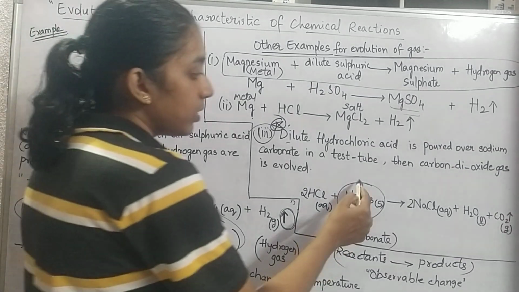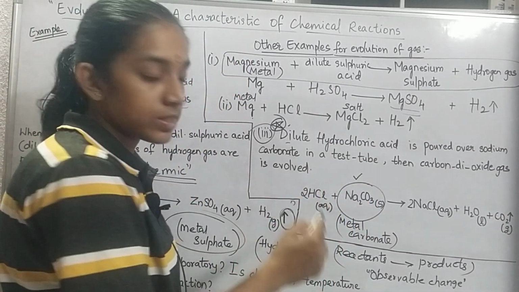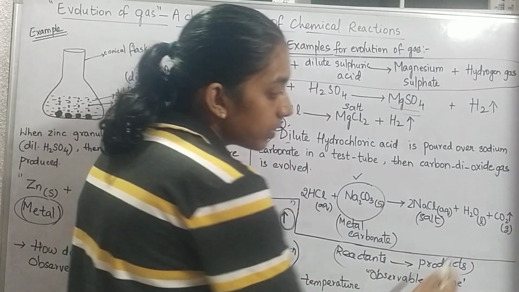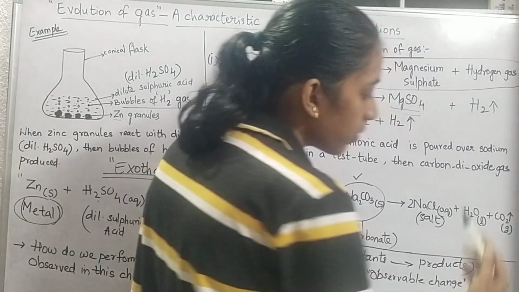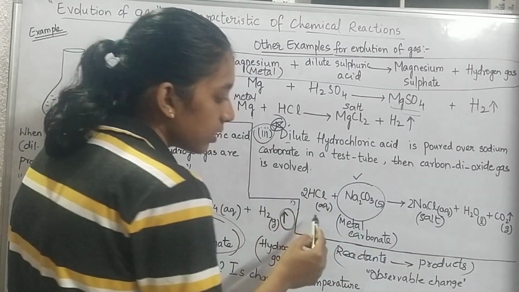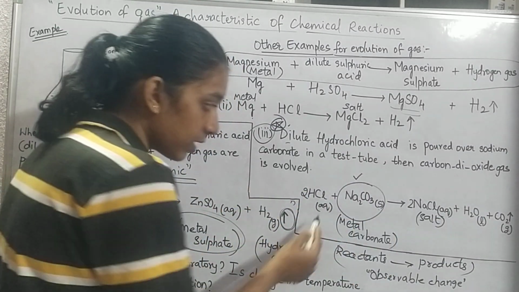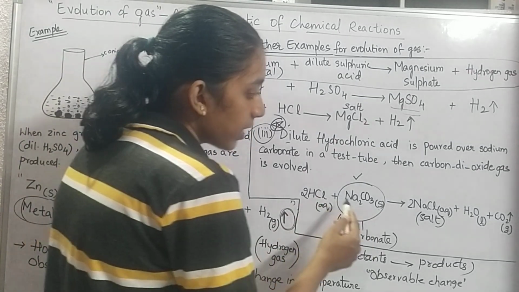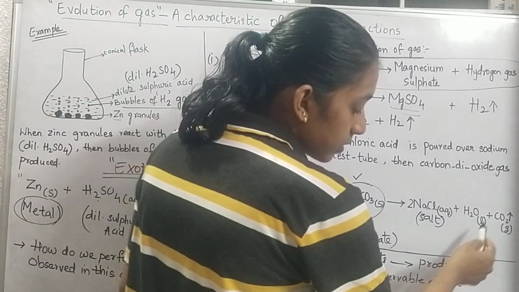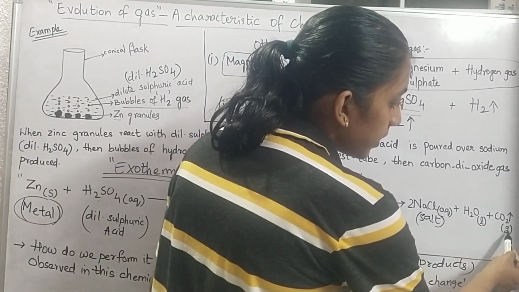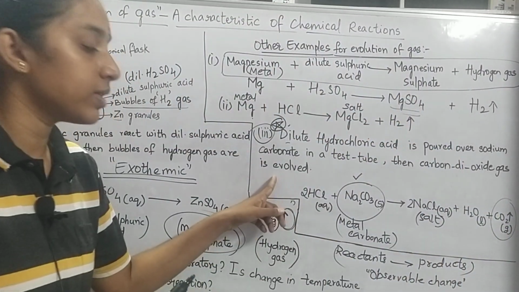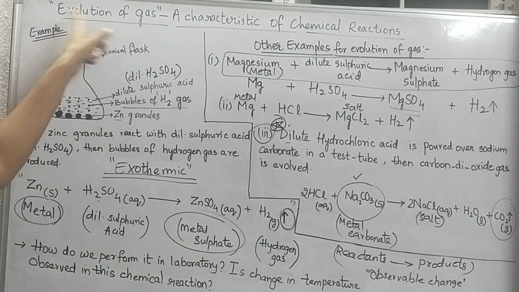So when sodium carbonate reacts with HCl, hydrochloric acid, it gives us the salt sodium chloride, plus water, plus carbon dioxide gas is evolved. Here sodium carbonate is in solid state, HCl is in aqueous state because it is mixed with water. They both react to give sodium chloride, which is a salt and is also in aqueous state, plus water, which is in liquid state, plus carbon dioxide gas, in gaseous state, and this carbon dioxide gas is evolved. So this example is also related with evolution of gas.